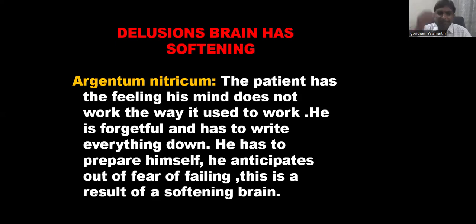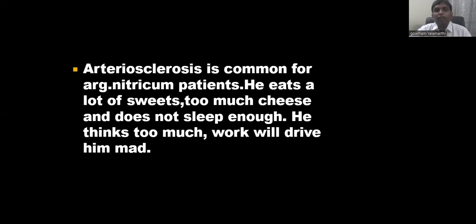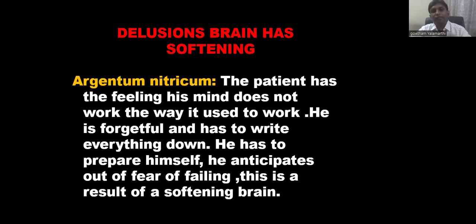So usually he prepares himself, he anticipates, because of the softening brain. So arteriosclerosis is common for Argentum nitricum patients. He eats a lot of sweets, too much cheese, and does not sleep enough. He thinks too much. Work will drive him mad. So because of this irregularity in the diet, arteriosclerosis happens, and consequently the patient will be having this delusion.